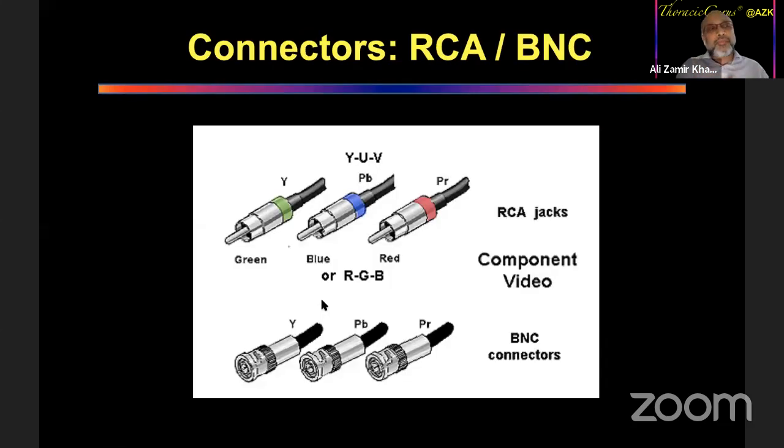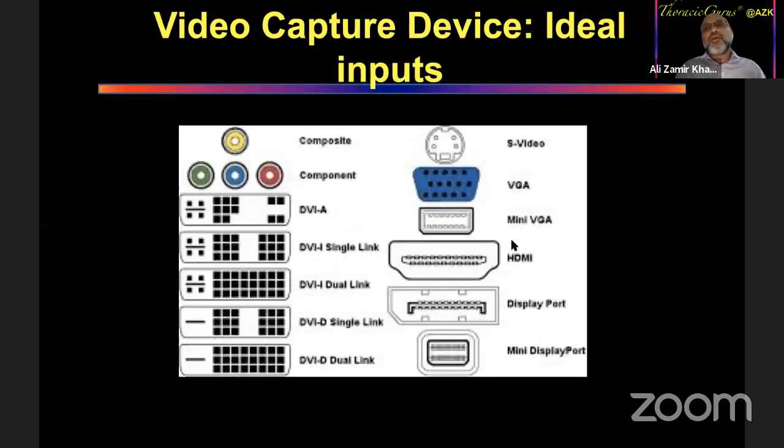So even though your camera may be HD, your connector may not be HD. So BNC is not such a great thing. If at all you have to use, you must use RCA. But even better than all of this is HDMI. I personally use HDMI because HDMI has two methods of carrying. One, it carries the sound signal through one cable, and it carries the video signal through red, green, and blue. So everything is separated out and everything goes as a component to the computer eventually.